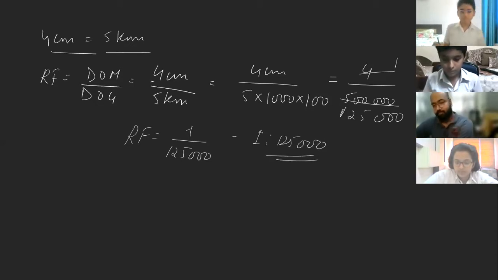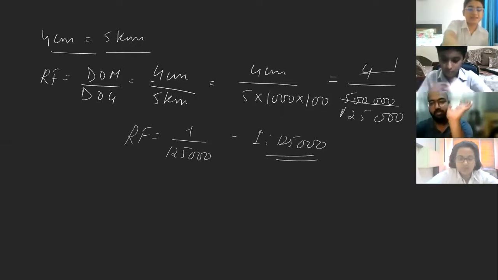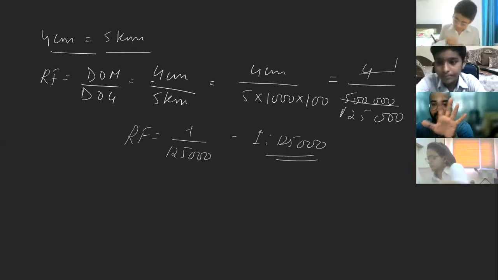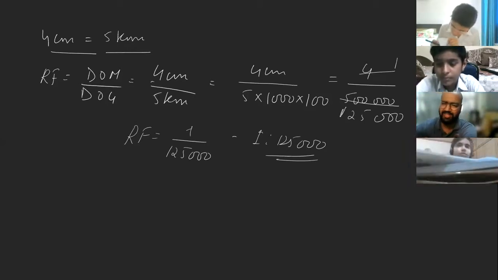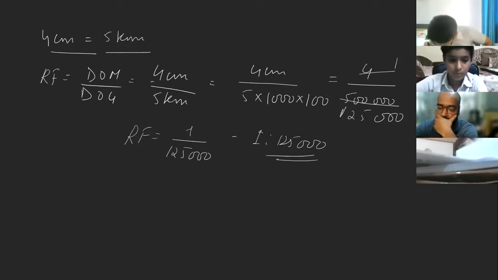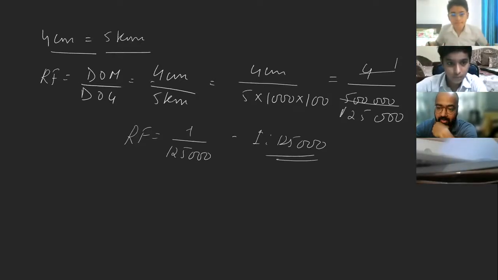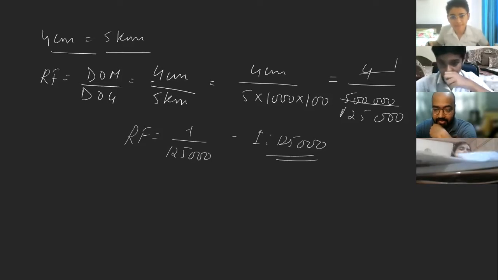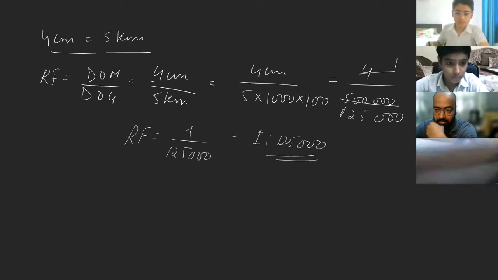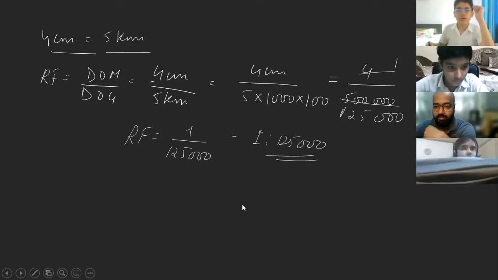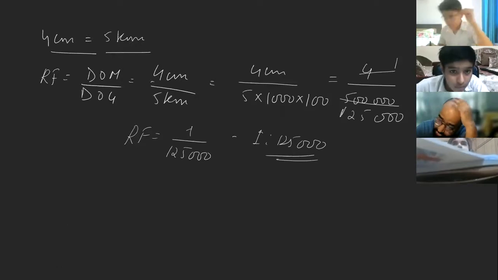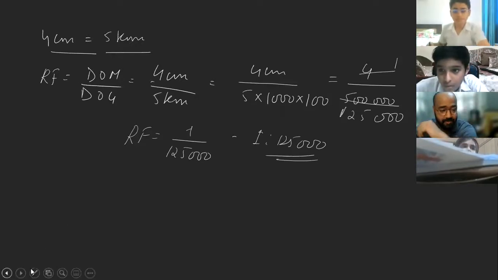Is this clear? The concept of representative fraction is clear to everyone? Any doubt? It's simple mathematics, but that was wrong actually. When you said that to convert into centimeters you have to multiply by 10. If you have to convert centimeter into millimeter, then you will multiply by 10. Exactly, because 1 centimeter equals 10 millimeters and 1 meter equals 100 centimeters, right?